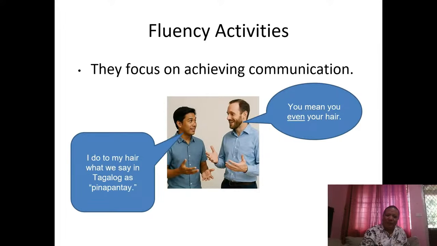And they focus on achieving communication. The example we have here, the Filipino says, "I do to my hair," what we say in Tagalog as pinapantay. And the American replies, "You mean you even your hair?" So the focus is on achieving communication.